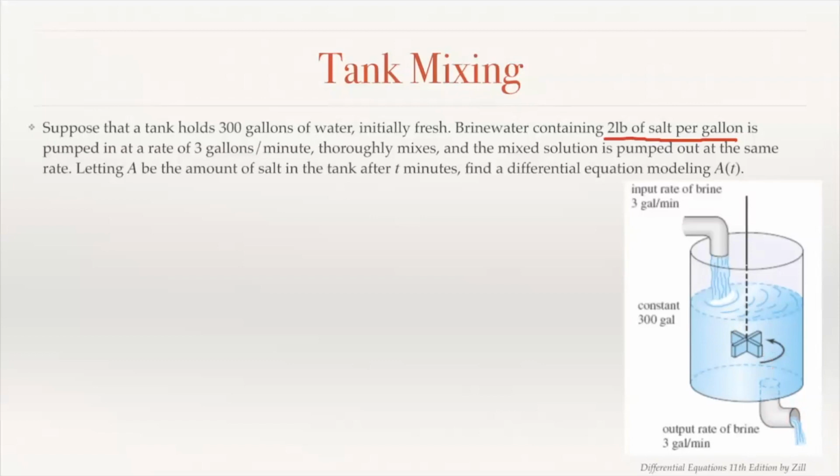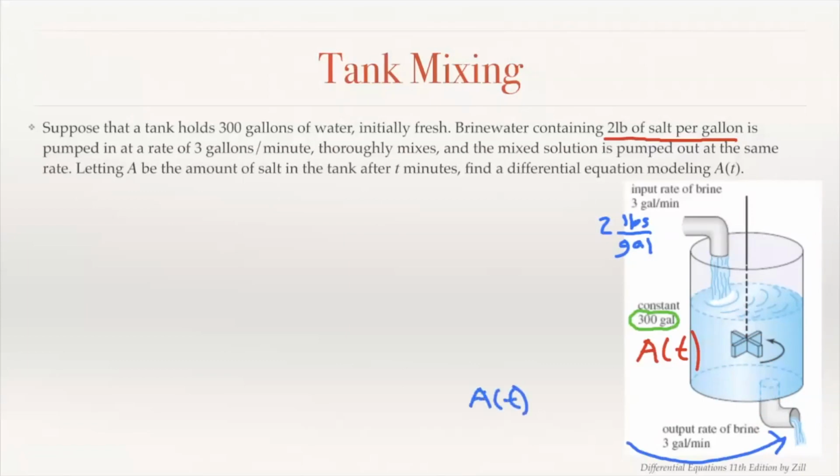Now, setting up this differential equation can be tricky, but I'll show you how to think about it. So the first thing that we need, well, there are A of t pounds of salt in the tank at a given time. And here we know that there are 2 pounds of salt per gallon coming in. So what we also need is how many pounds per gallon of salt is there in the tank itself, because that will be the concentration in the water going out.